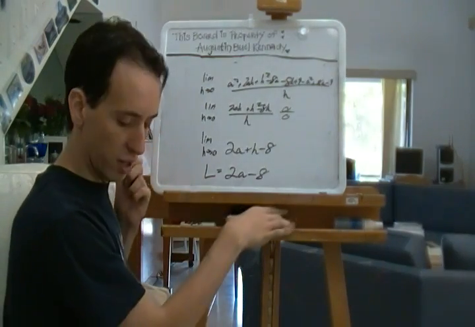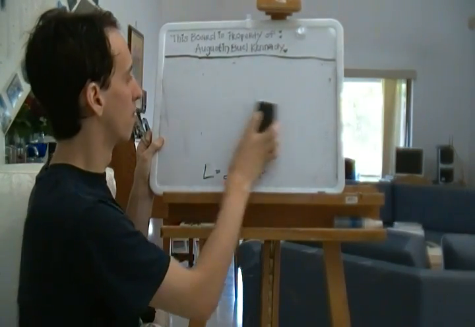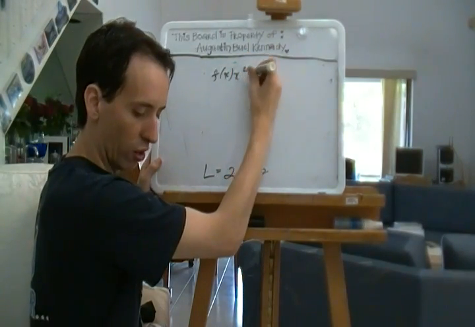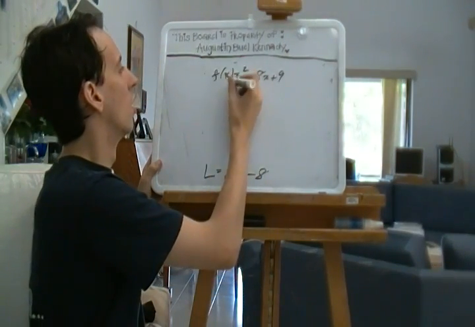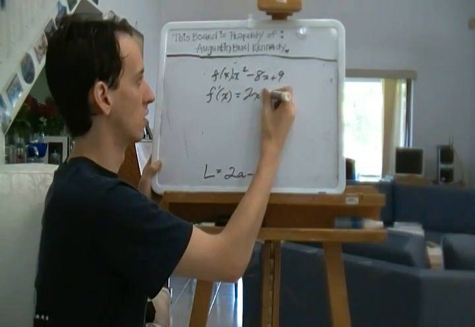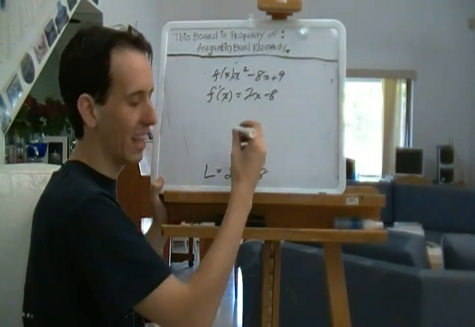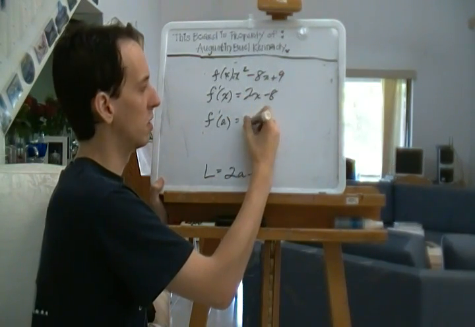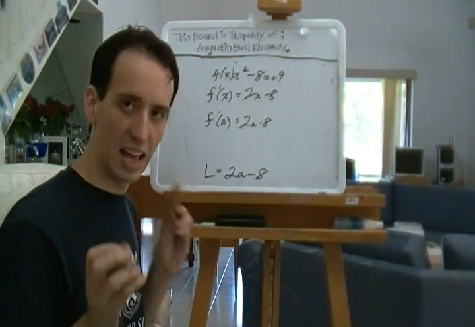So the derivative, what we would say then, is that if f of x equals x squared minus 8x plus 9, we would say that f prime x equals 2x minus 8, and at a certain point, if that point is a, f prime a is going to be 2a minus 8. Okay? Now this can work with any function.